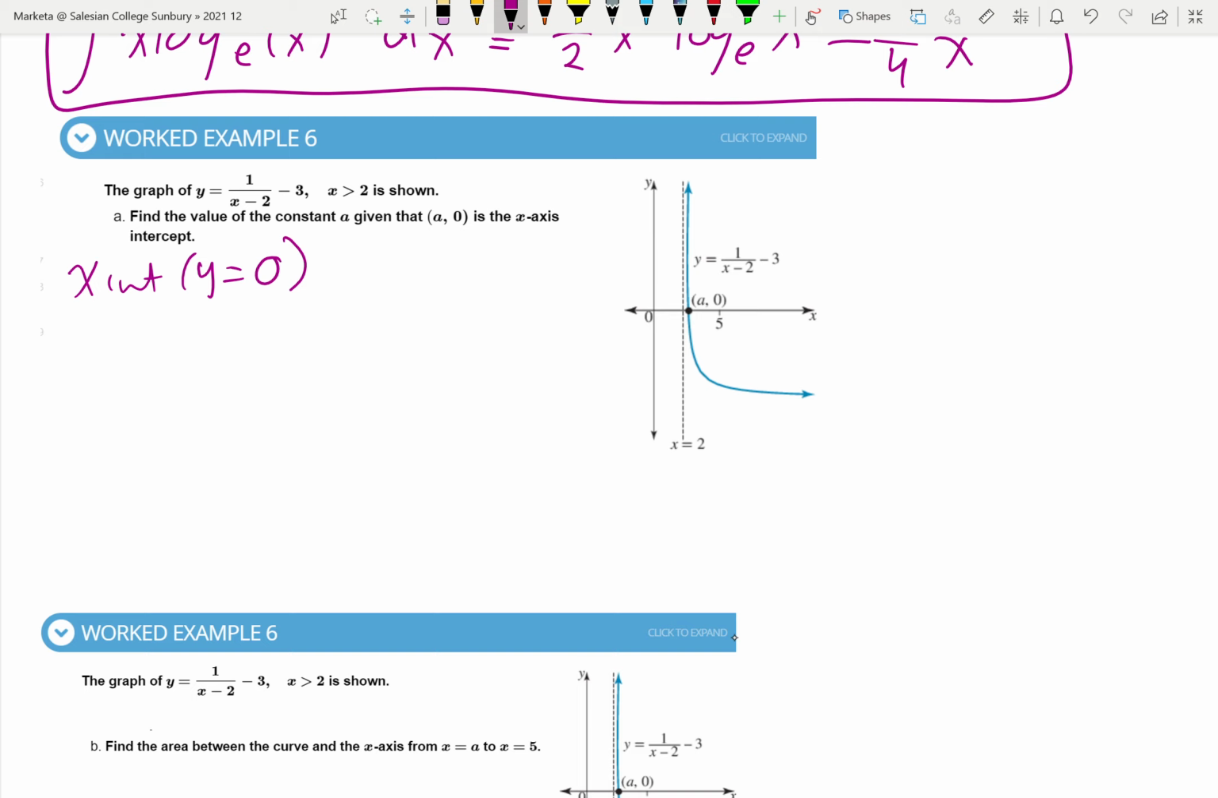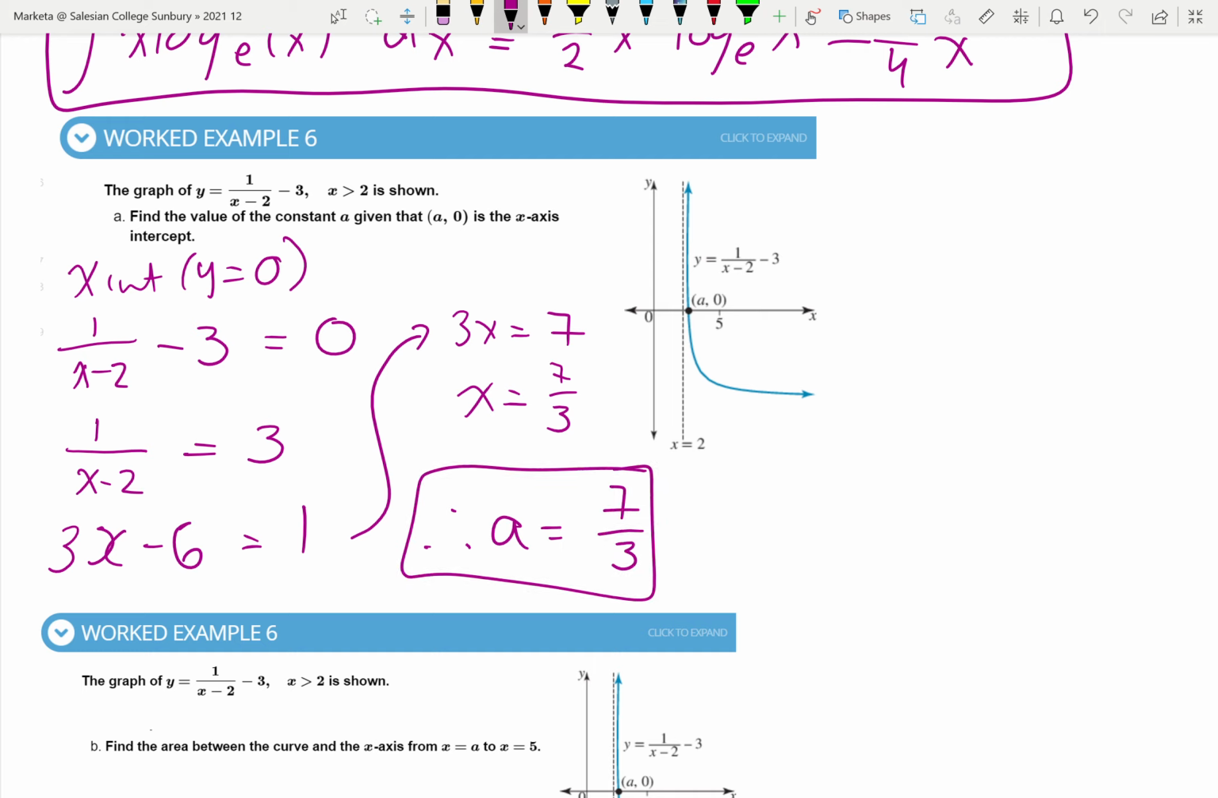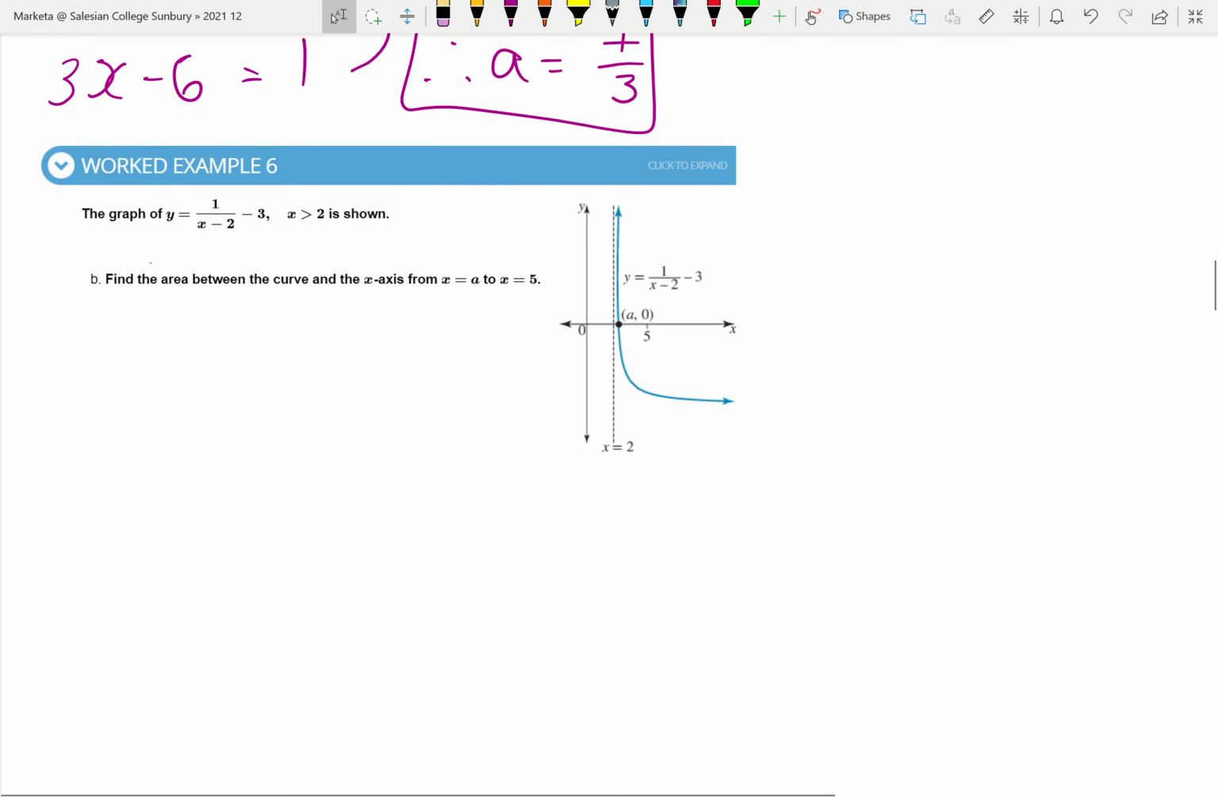So 1 over x minus 2 minus 3 equals 0. 1 over x minus 2 equals 3. And then 3x minus 6 equals 1. Add 6 on both sides, so 3x equals 7. And dividing by 3 on both sides, we've got 7 on 3. So therefore, a equals 7 on 3. So that's pretty okay, and clearly we're going to be using that in other parts of the question, so they've got us to do that first. So there we've got the x-intercept. So I might just write that here so that we've got it ready to use.